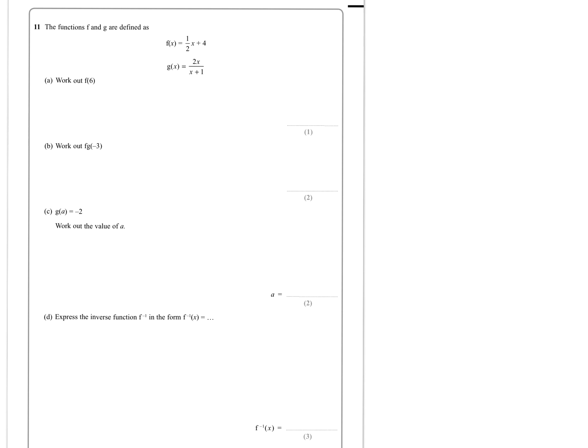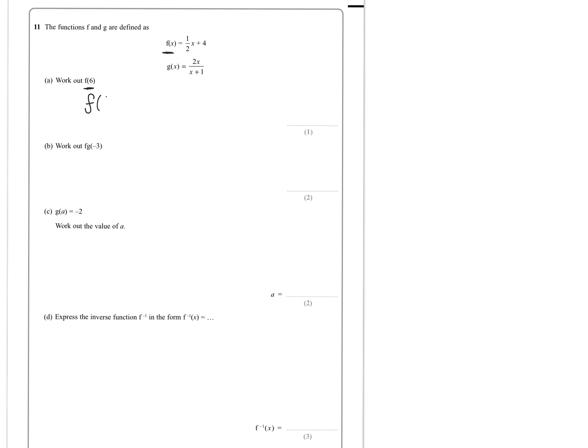Okay, so we're going to start on question 11, and we're going to go through this as if we don't know anything about functions at all, so I'm going to explain it right from first principles. Okay, so the first one, we're going to work out f of 6, and what that means is, here we've got the function f of x, and we want to work out f of 6, so wherever it says x, we're going to substitute in 6, because we want to find out f of 6.